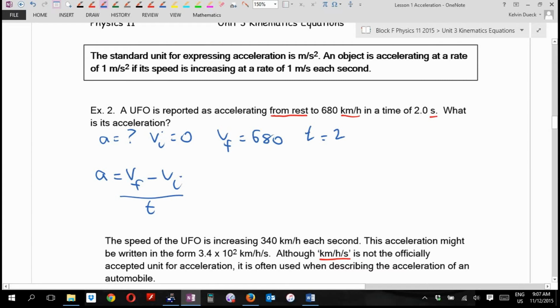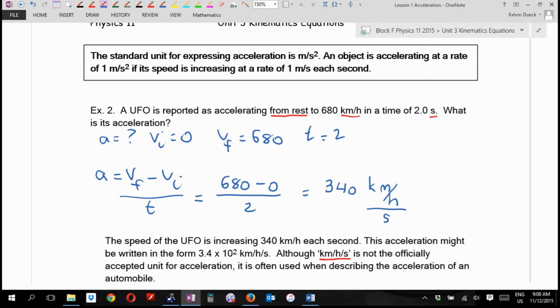This is a little bit weird because the time units don't match, which is why I'm not a fan of these units, but it is going to crop up in a couple of questions in the homework, so okay. Because it's going to be 680 minus 0 all over 2, 340? Yes? I did that one in my head. It's going to be 340. Now the top part is kilometers per hour. The bottom part is seconds. This UFO is gaining 340 kilometers per hour every second, which is accelerating.